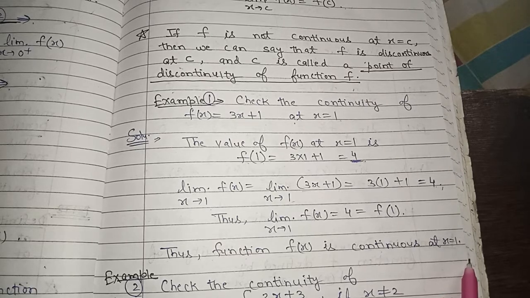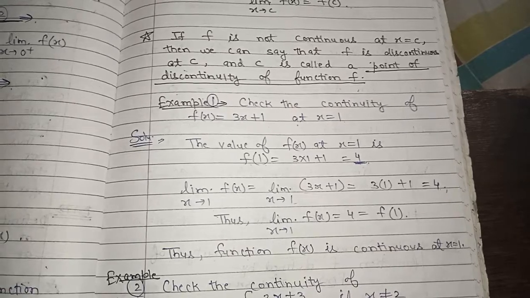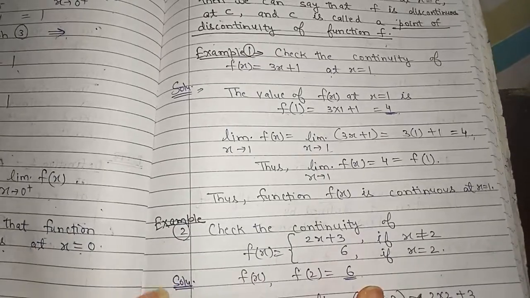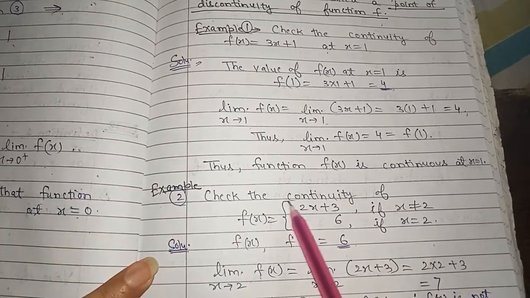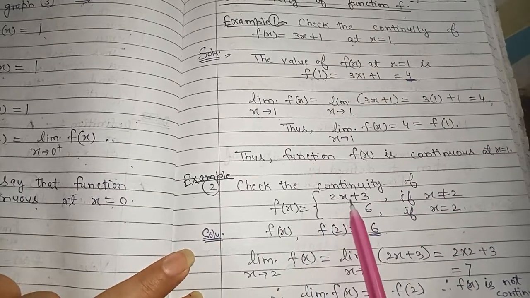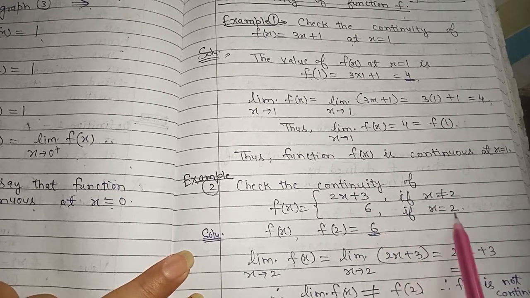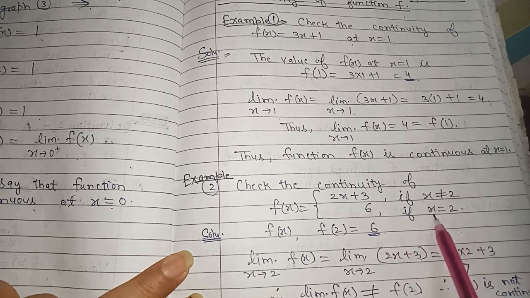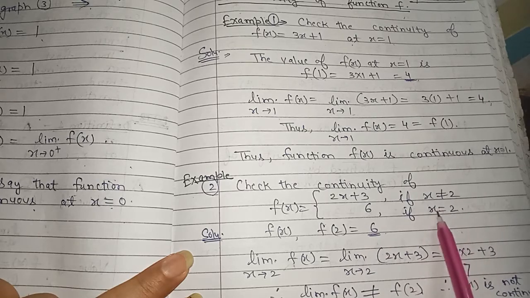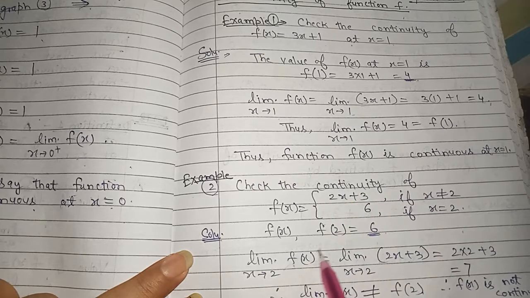This does not mean that every time the function will be continuous. Now we will be seeing another example where the function will not be continuous. See here the second question. We have to again check the continuity of this given function. f(x) is equal to 2x plus 3 if x is not equal to 2, and is equal to 6 if x is equal to 2. Two conditions are given. When x is equal to 2, then the value of this function is 6. If x is not equal to 2, meaning if it is less than 2 or greater than 2, the function is 2x plus 3. So let us see.